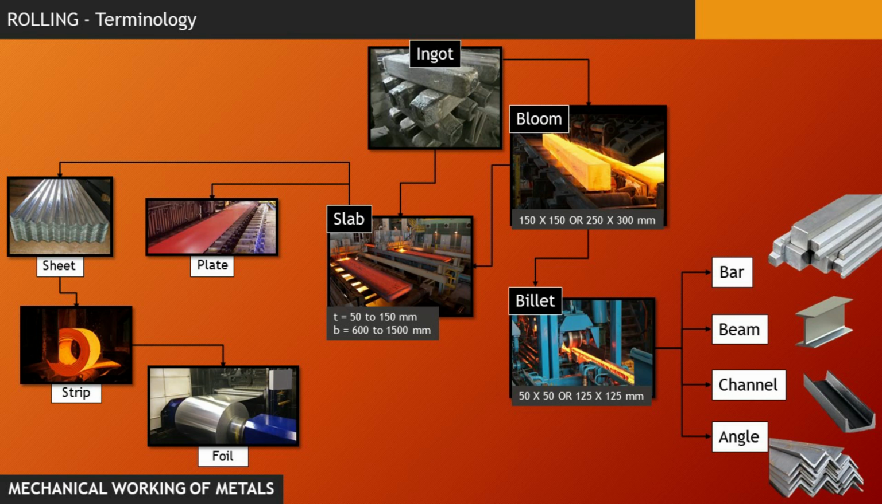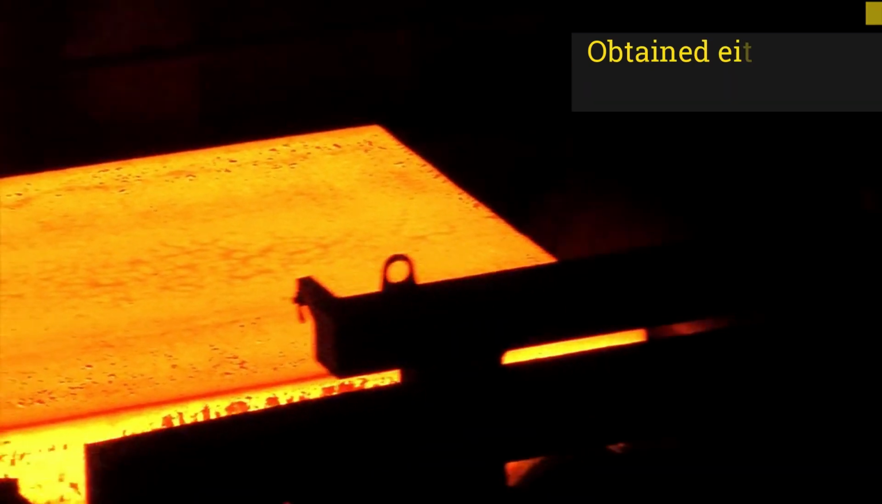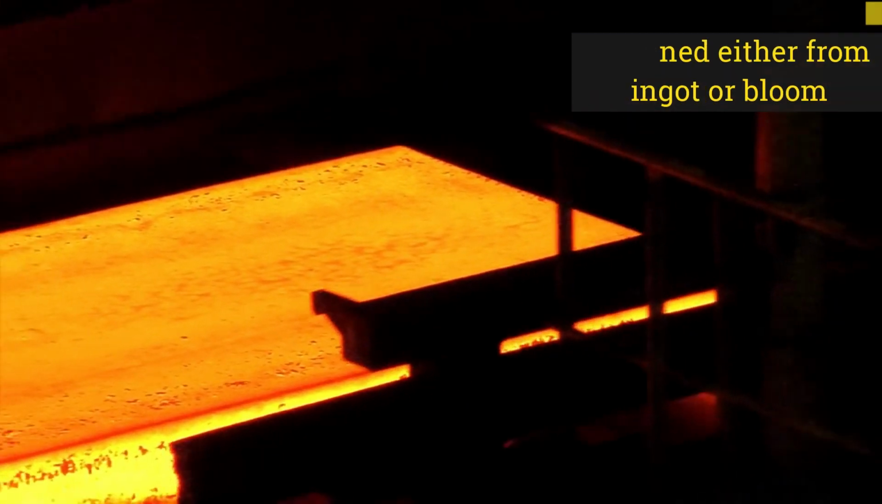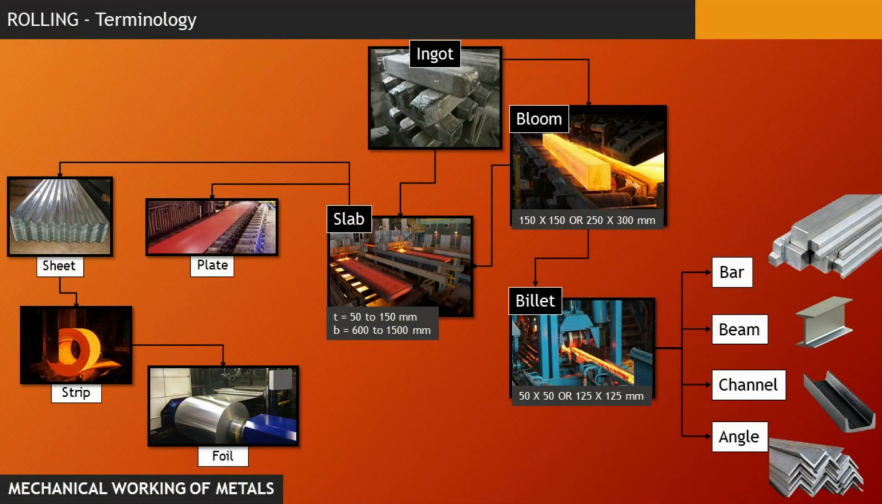Now we have a slab. A slab is a product obtained by hot rolling. It is obtained either from ingot or from bloom. It also has a rectangular cross section with thickness ranging from 50 to 150 mm and width ranging from 0.6 to 1.5 meter. These slabs are further rolled to get plates, sheets, strips, coil and skelp.